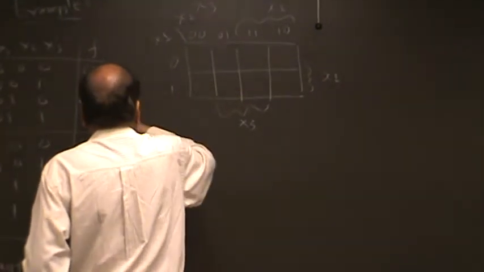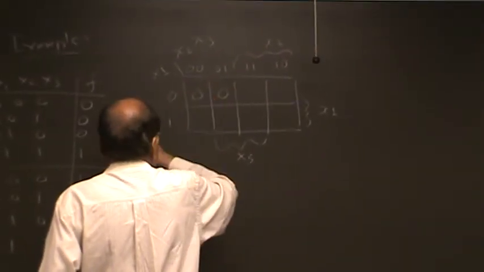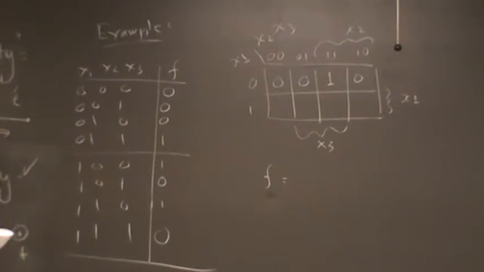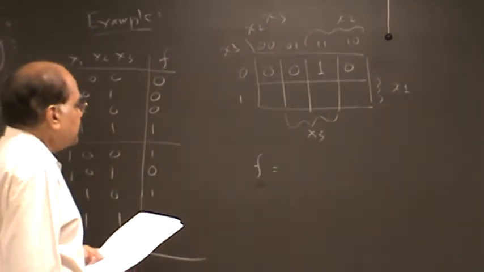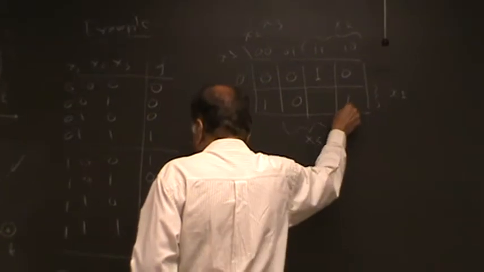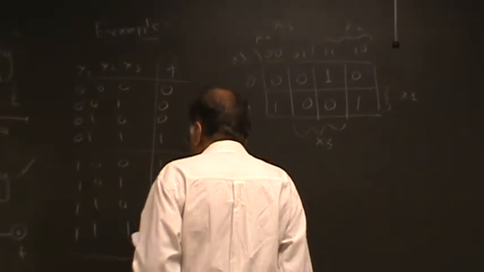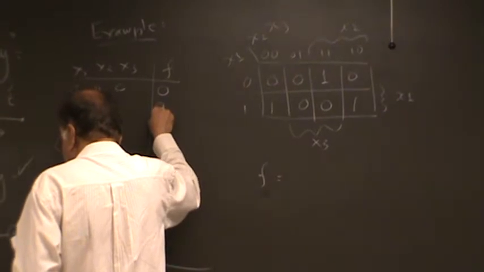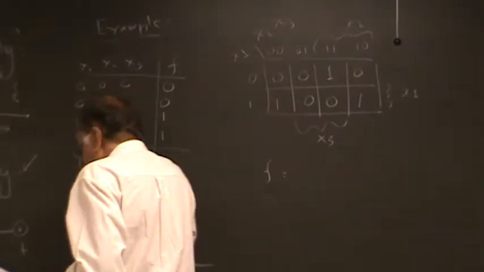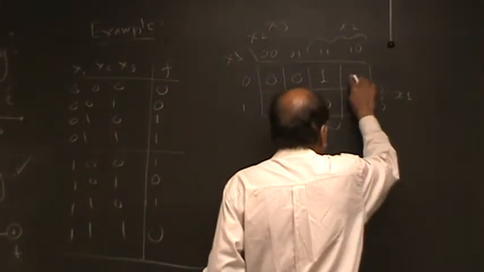So let's put the values of f in. So we have 000 is 0, 001 is 0, 010 is 0, 011. So the output is supposed to be 1 when x1, x2, x3 are 0, 1, 1. Similarly, we have 1, 0, 1, 0. Oh, did I make a mistake here somewhere? Oh, I guess I wanted to make this a 1. Let's make that a 1, so that it conforms with what I have here in my notes. Otherwise, it will be a less interesting example.